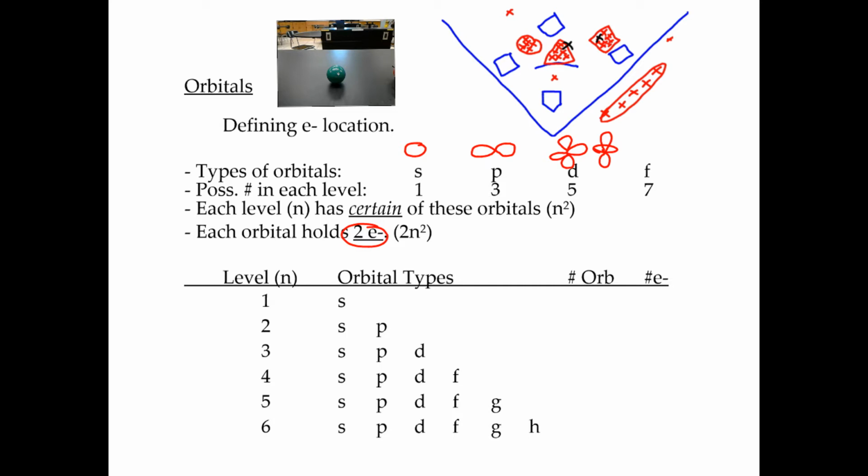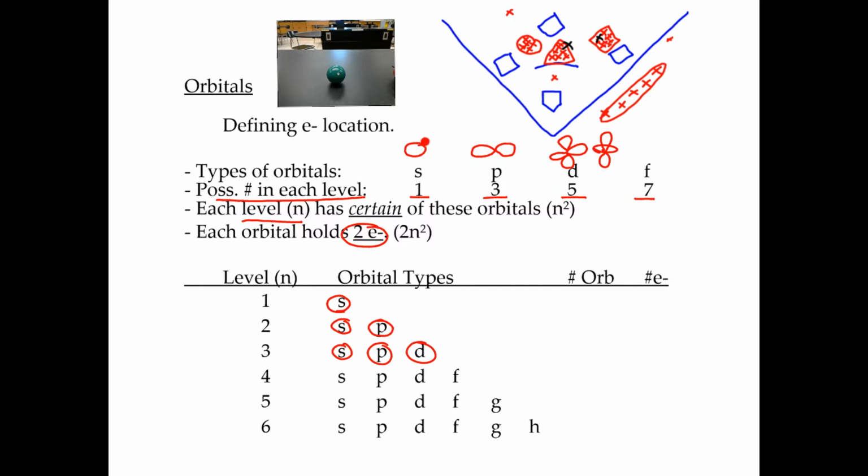Each level has certain of these orbitals. So you could see that level 1 only has s, level 2 has s and p, level 3 has s, p, and d. And then there's a possible number in each level, which we know: s's come in sets of 1, p's come in sets of 3, d's come in sets of 5, f's come in sets of 7. These are like the blanks. So you had 1 blank for an s, 3 blanks for a p, 5 blanks for a d, 7 blanks for an f. Each of the blanks represents one orbital.